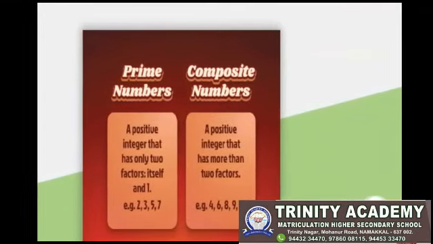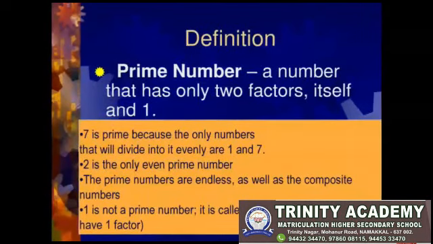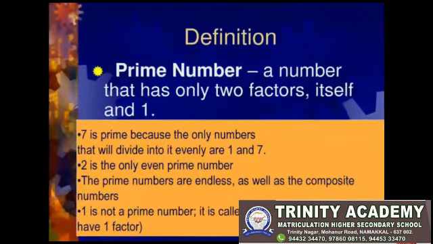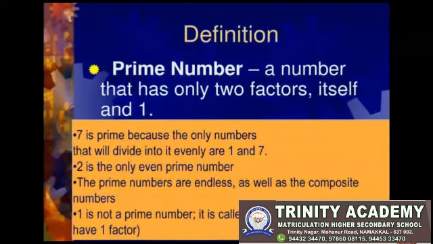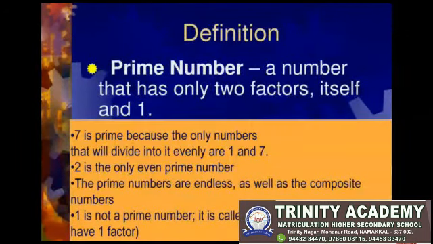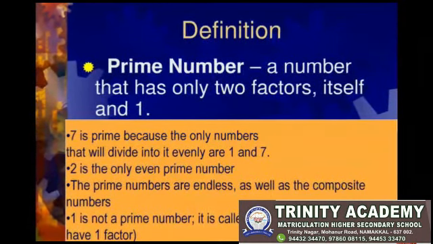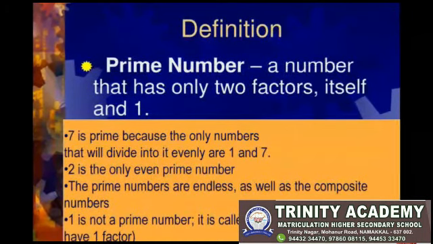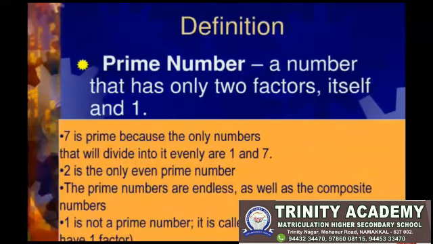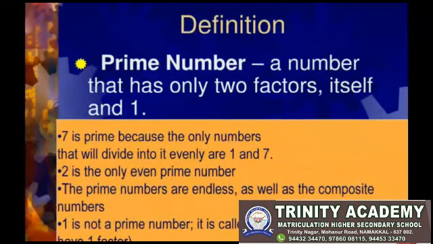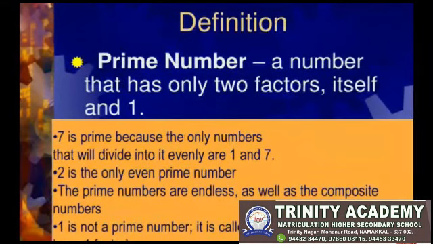Next, prime numbers and composite numbers. Definition. Prime number: a number that has only two factors, that is 1 and the number itself. For example, 2 has only two factors. Similarly, 3, 5, 7. 2 is the only even prime number. 1 is not a prime number and not a composite number. It is called unique.